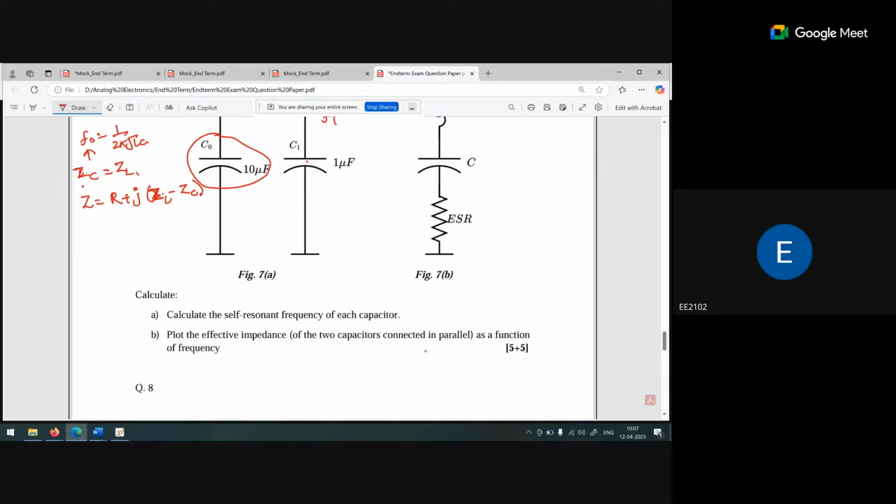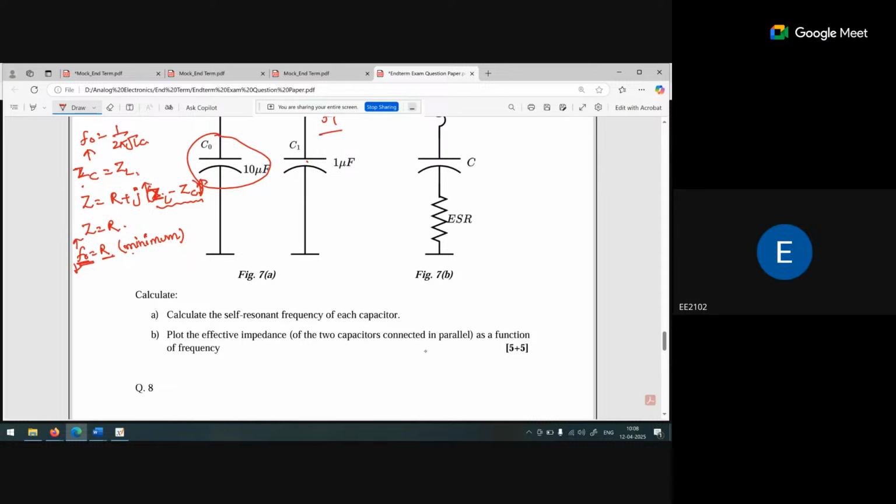Okay. So if these two are equal, we can say that Z is equal to R. At F naught, we are getting a minimum resistance R. That is minimum. Beyond this frequency, above this one we have the effect of this one higher, below this one we have the effect of this one higher. So overall it will be R plus something, every time it is R plus something, but only at the frequency F naught is it the value of R. That means this is the minimum impedance.